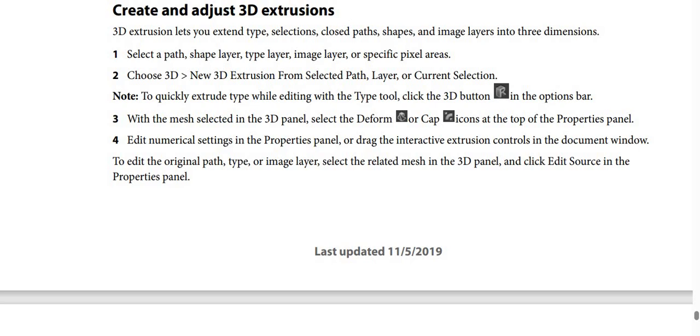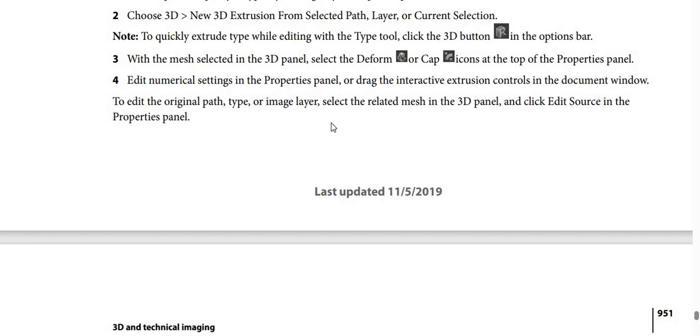Step number 1, select base, then select shape layer, then select type layer and image layer or specific pixel areas. Step number 2, choose 3D, then select new 3D extrusion from selected base and layer or current selection. And note here now, to quickly extrude type while editing with the type tool and click the 3D button in the options bar.